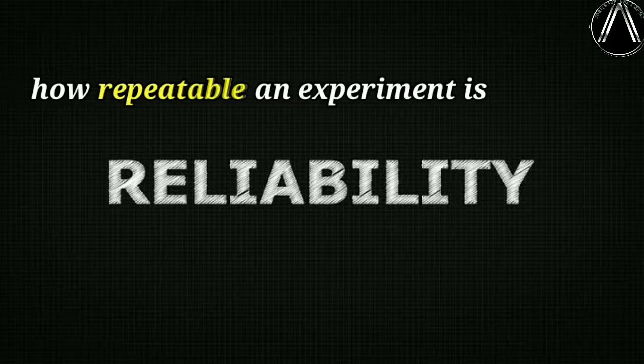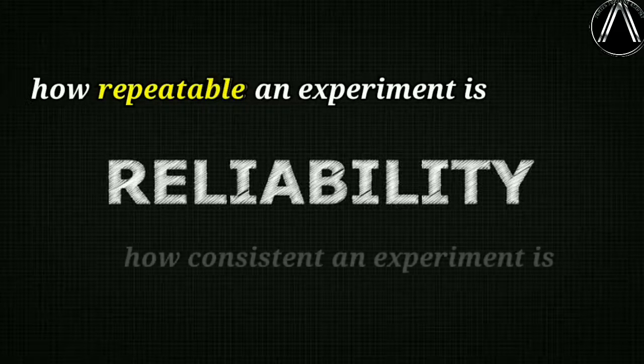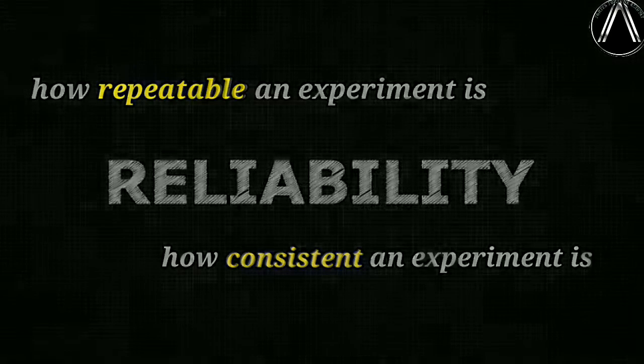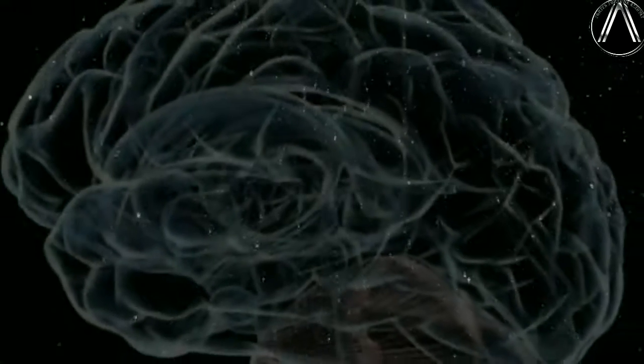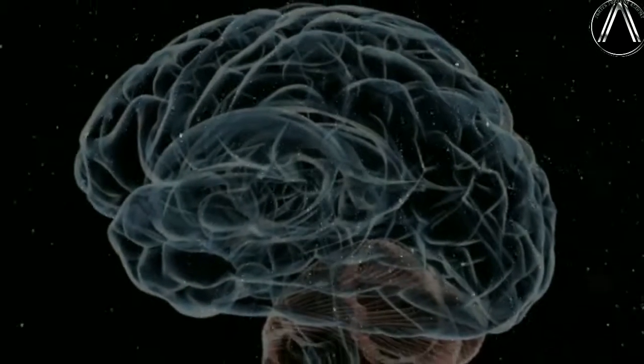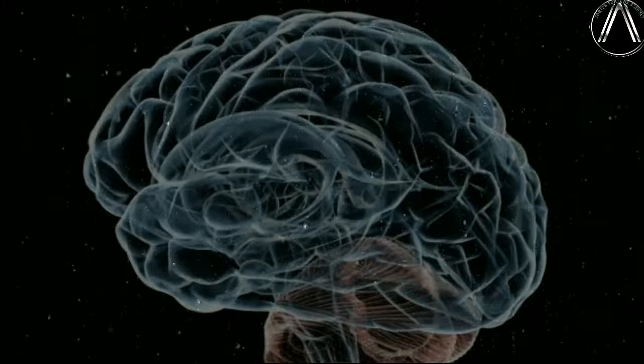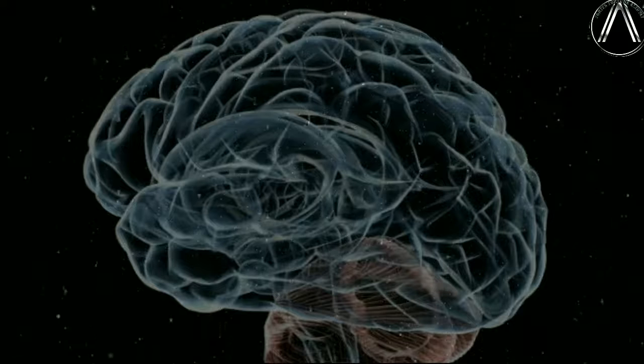Alright, what is reliability? Reliability is a measure of how repeatable an experiment is, or how consistent an experiment is. That's it. What do I mean by that? The results should be the same or similar even when the experiment is conducted multiple times. For example, let's say I'm taking an IQ test and my result was 127, which is in the high IQ range. And if I take the same test tomorrow, I should score the same, which is 127, or at least within the high IQ range. Got it?